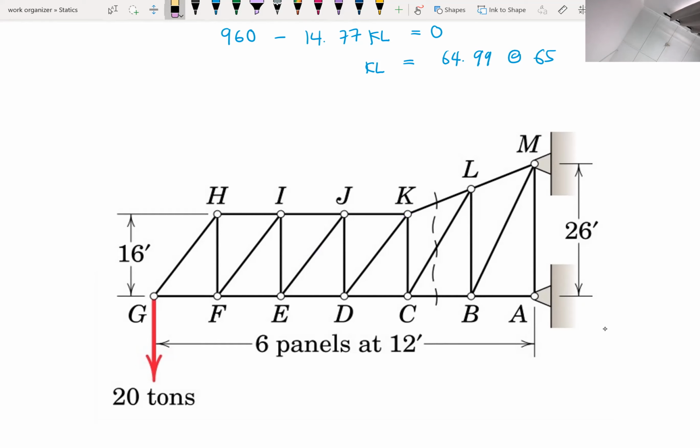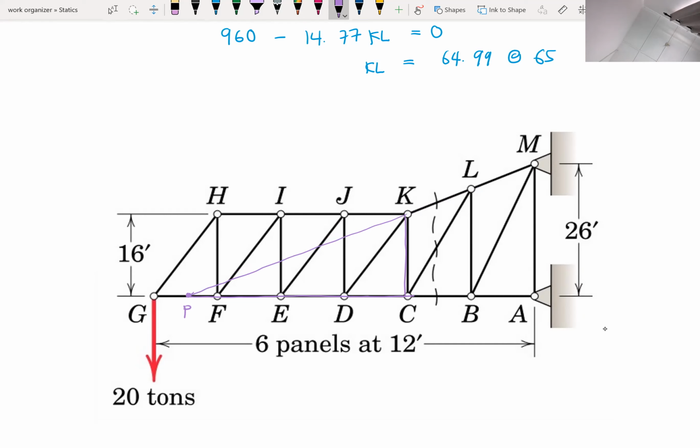Let's see. It's like this. So this is point P, let's say. This is point P. So this is the triangle that we want. So like this. Finally, how to determine the distance?